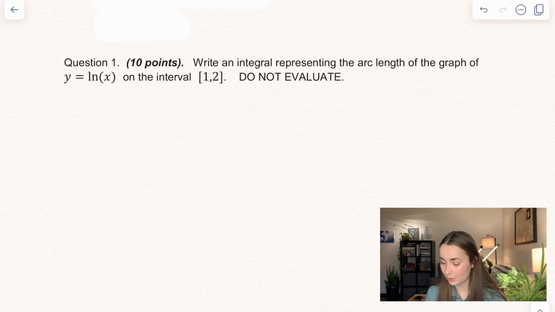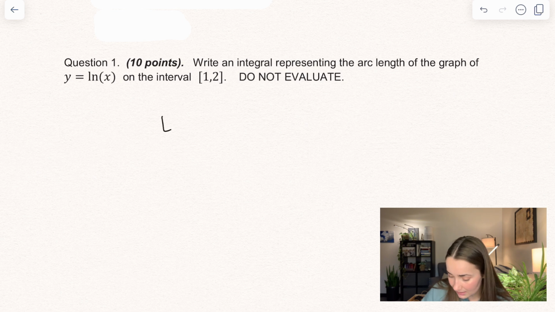We are going to write an integral representing the arc length of the graph y equals natural log of x on the interval 1 to 2. And we do not need to evaluate this. That is so nice. So basically, you are going to get 10 points by remembering the integral for arc length.